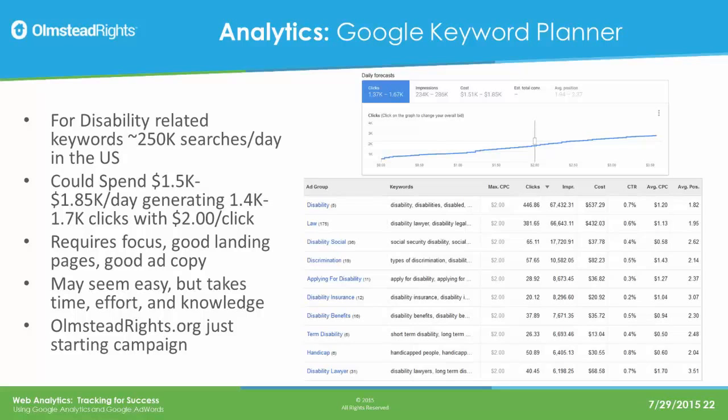To give you some example of the Keyword Planner on this, we looked for disability-related keywords, and Google said that there's about 250,000 searches a day in the U.S., which means that you could easily spend $1,500 to $1,800 a day generating somewhere in the neighborhood of 1,500 clicks with a $2 click. And you can see some of the terms in here and the maximum CPC that was put in, and this gives you an idea of what percentage of people do, what your average position would be.